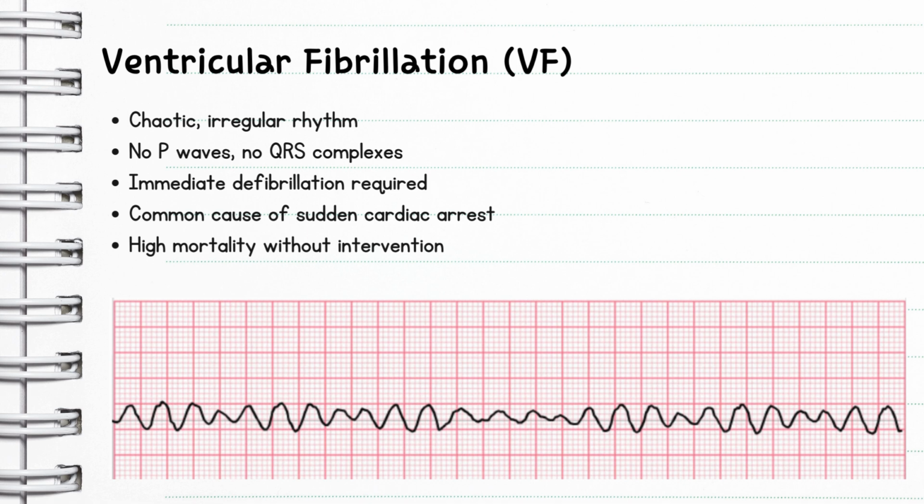On the monitor, VF looks very chaotic. It's irregular waves, just all over the place. On the monitor, you're not going to be able to see any discernible P waves or QRS complexes. It's just going to look like a toddler scribbled some nonsense on the screen. What it represents is the ventricles are quivering. They're just shaking around. They're not actually doing a full great squeeze to get the blood out.